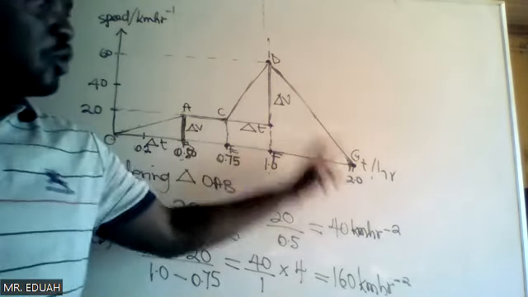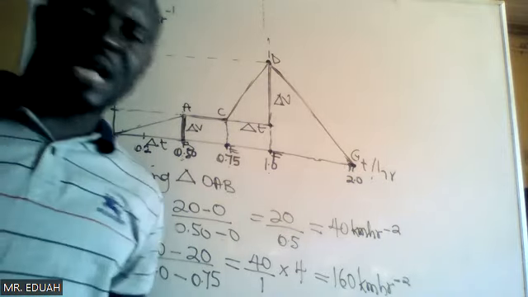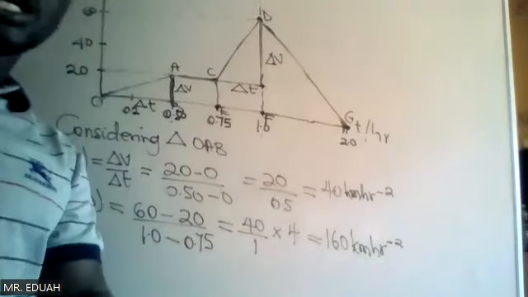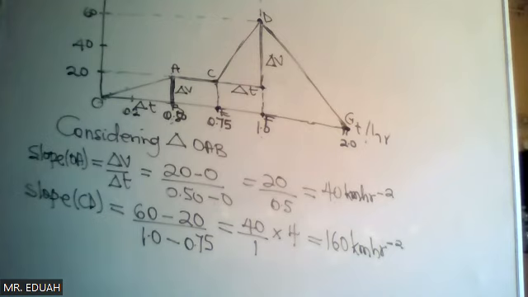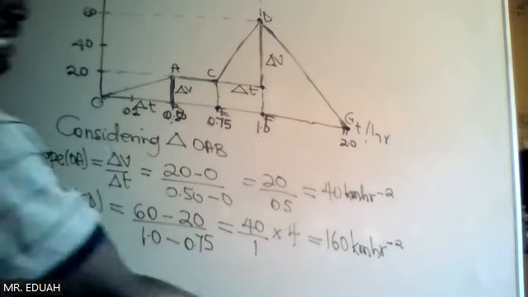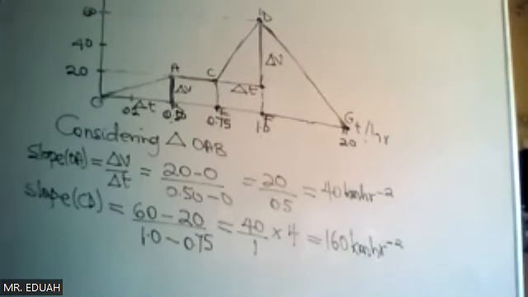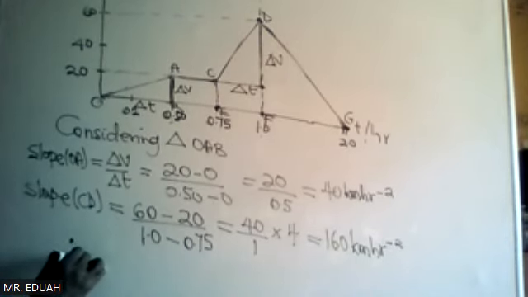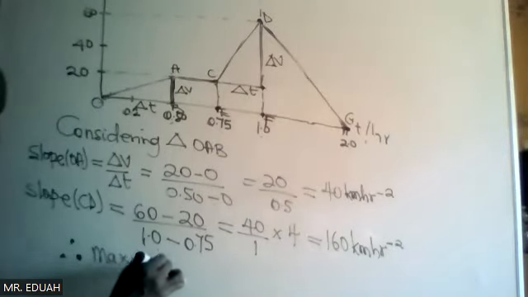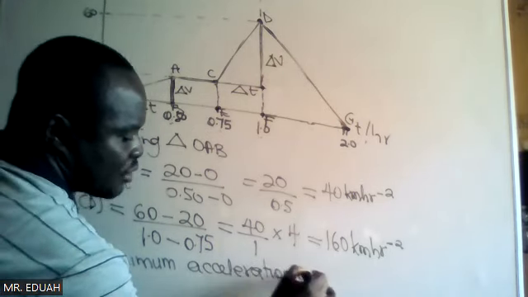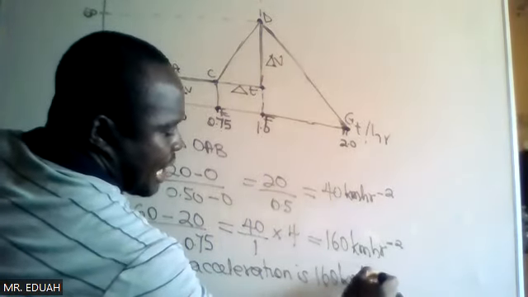This will give us a negative slope, so we wouldn't worry ourselves with it. We are looking at maximum, and maximum would always be a positive. If you have negatives competing with positives, then of course the positive would win. So you compare the two accelerations and decide which one is maximum. Clearly, the maximum acceleration is 160 kilometer per hour squared. Are we okay? Yes. So therefore, maximum acceleration is 160 kilometer per hour squared.